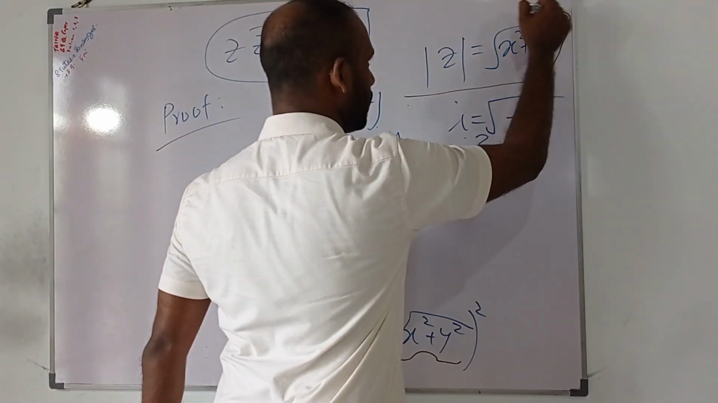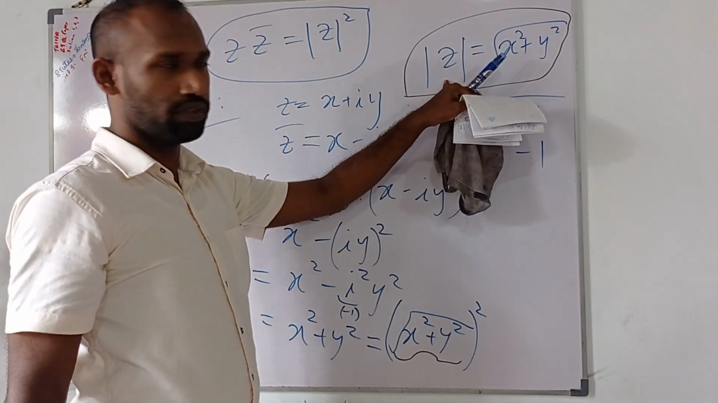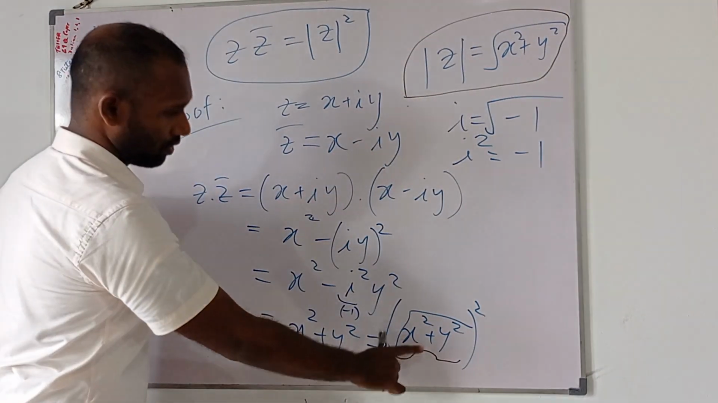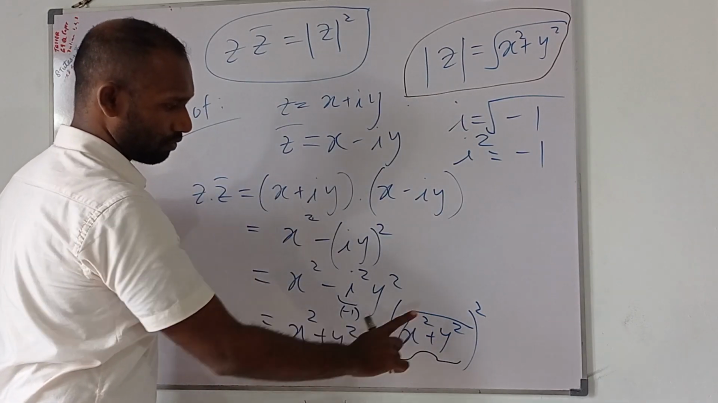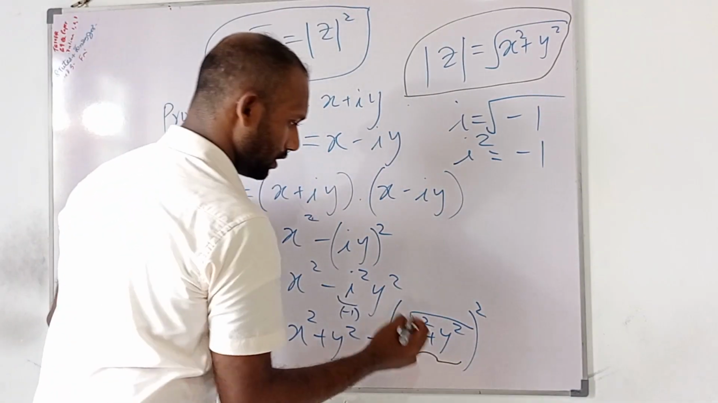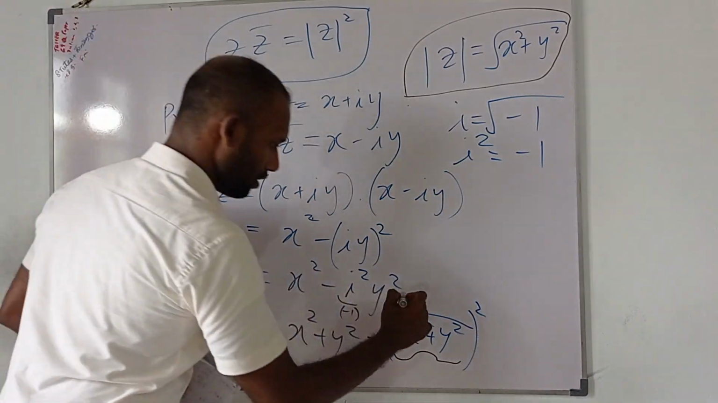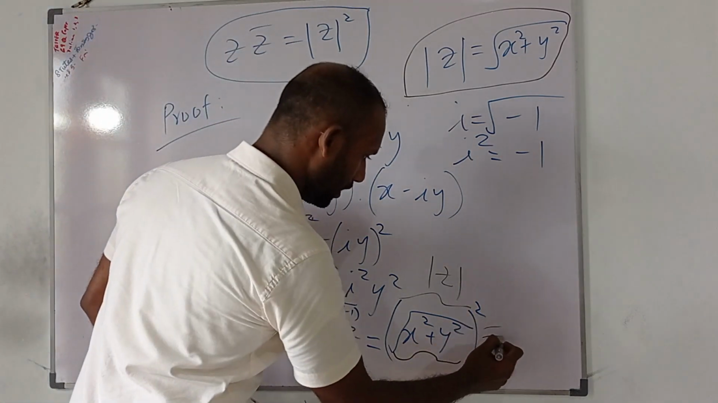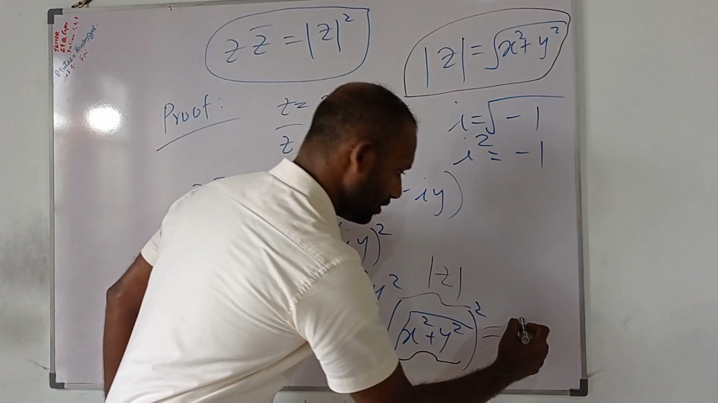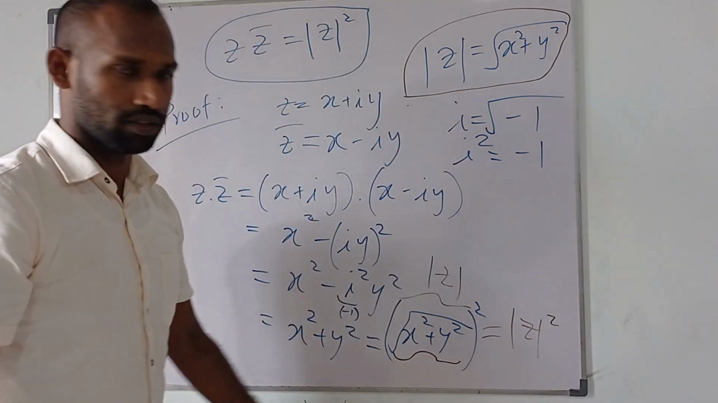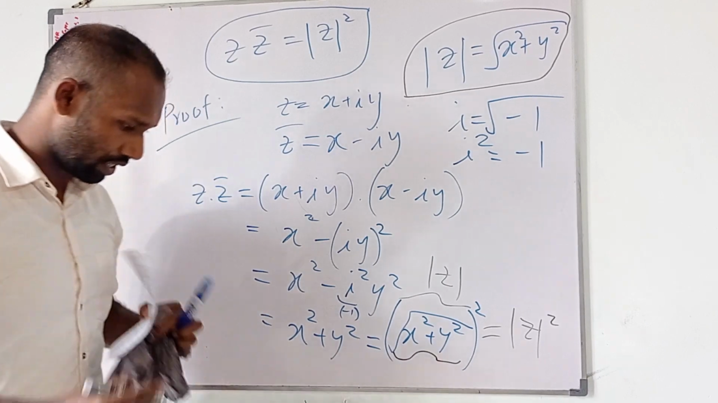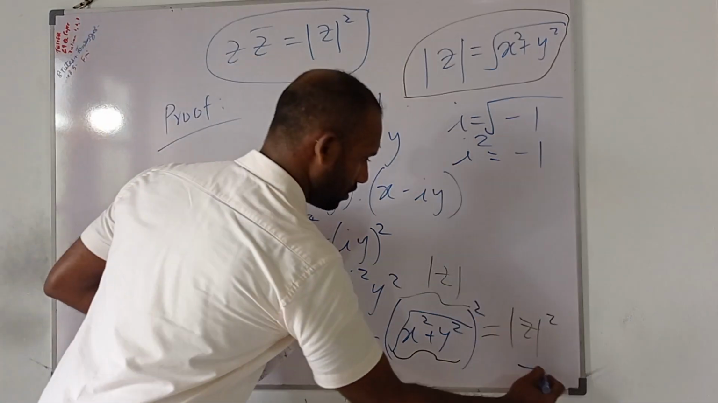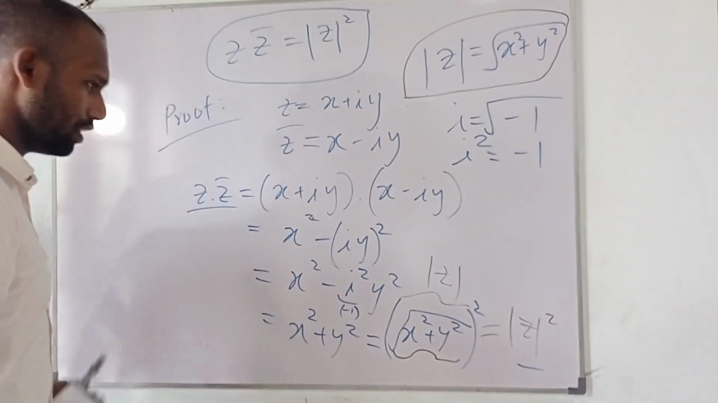So you can see that the modulus of Z equals the square root of x squared plus y squared. Here this is the modulus of Z, and finally we get this equals the square of the modulus of Z. So the proof is completed.